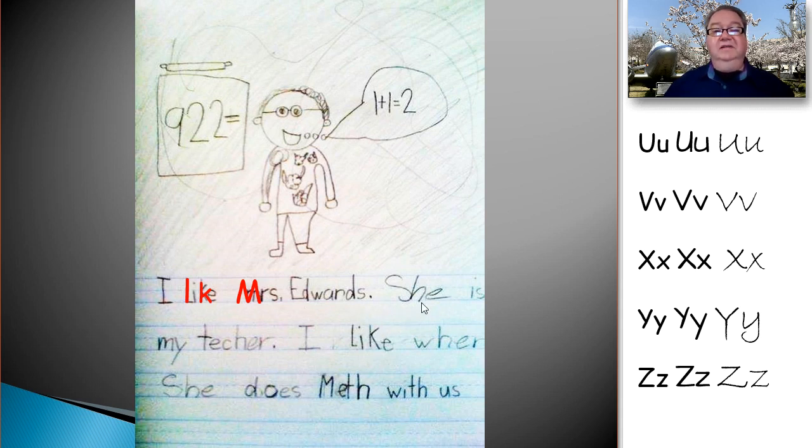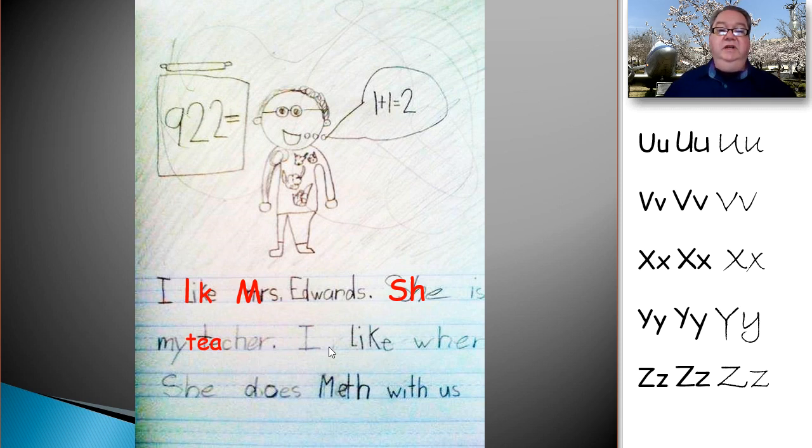This S and the H here, you can read them, but the S is going this way, the H is going this way. So we can just rewrite those. Not really an error, but not neatly written. Okay. She is my teacher. Teacher is spelled incorrectly. Should be T-E-A. Not T-E-C-H, but T-E-A-C-H-E-R. Teacher.